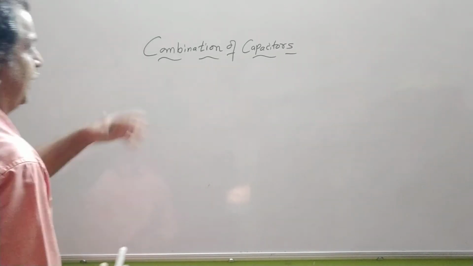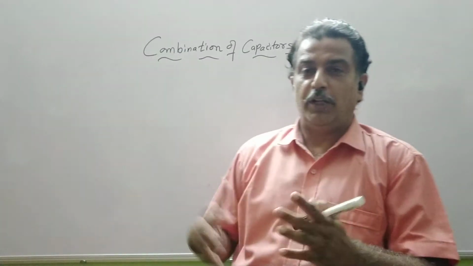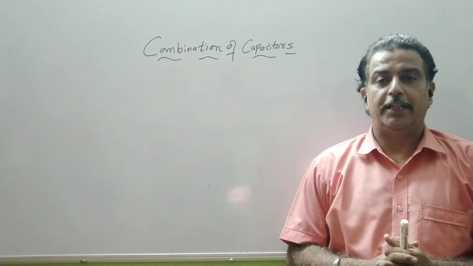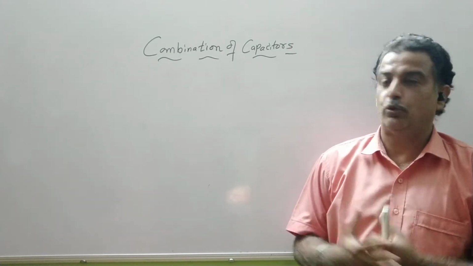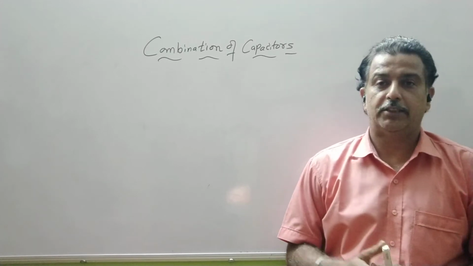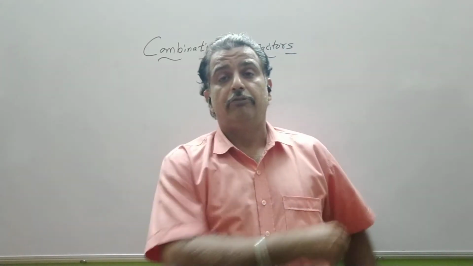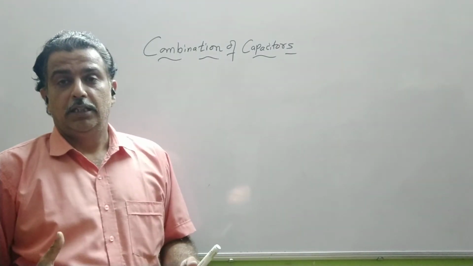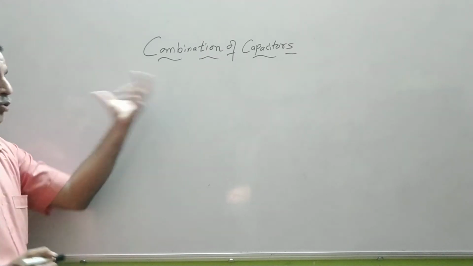Now the next topic is combination of capacitors. Now see, a number of capacitors can be connected in series or parallel. So we will study two types of combination. One is a series combination and the other is a parallel combination. In fact, we will have numericals which have a mixed combination. So let us individually study.